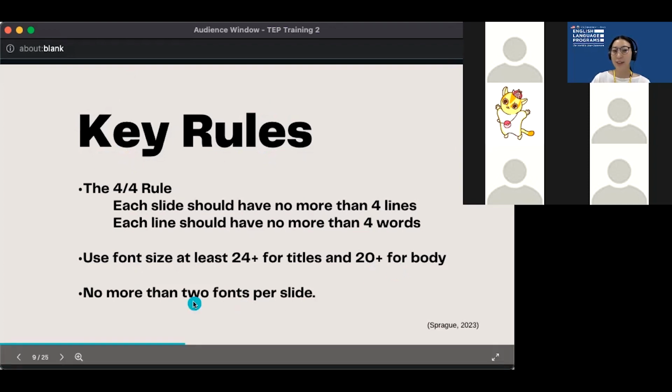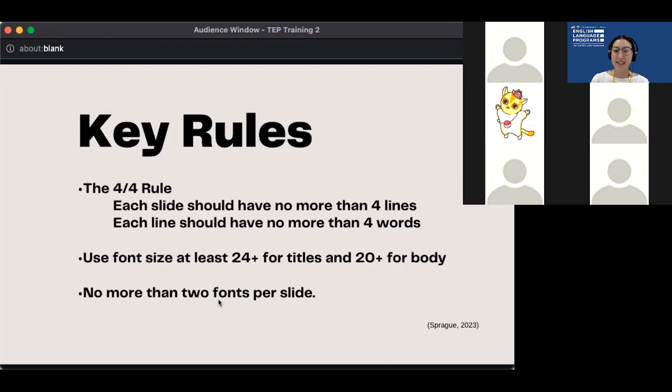I also don't like to have more than 2 different kinds of fonts, the type of font, on the slide. If there are too many different font types, it can look messy and will also be distracting to the audience.